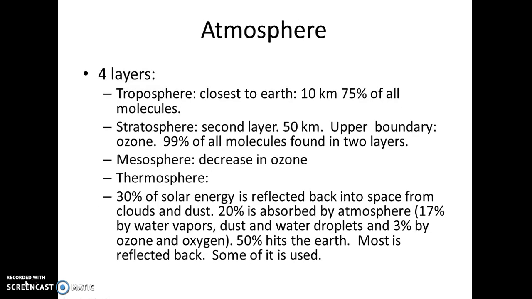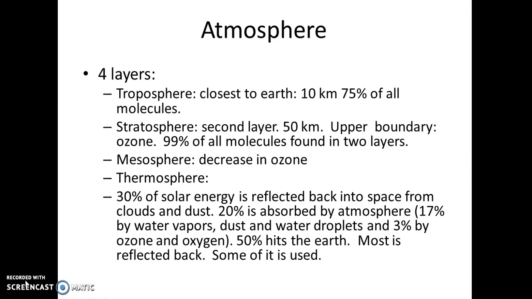Our atmosphere is broken down into 4 layers. The troposphere is closest to the Earth, and it goes up to 10 kilometers, and 75% of all the molecules in the atmosphere are found in the troposphere. The second layer is the stratosphere, which goes up 50 kilometers. The upper boundary is ozone, and 99% of all molecules are found in the 2 layers of the stratosphere and troposphere. In the mesosphere, we see a decrease in ozone, and then we have the thermosphere, which is closest to space.